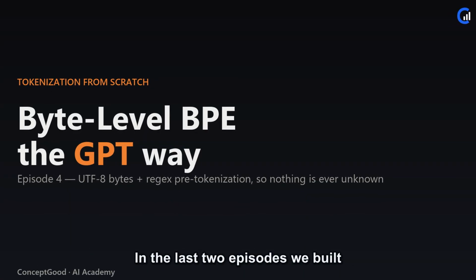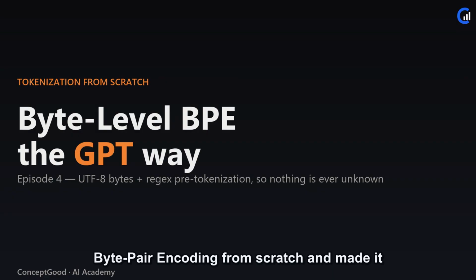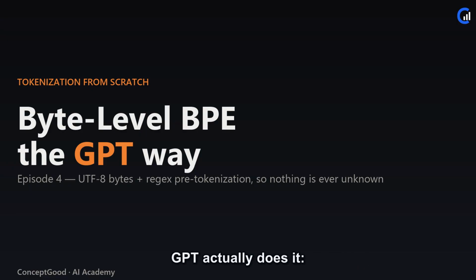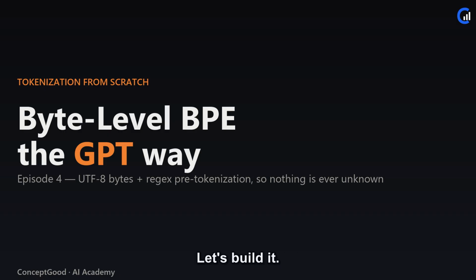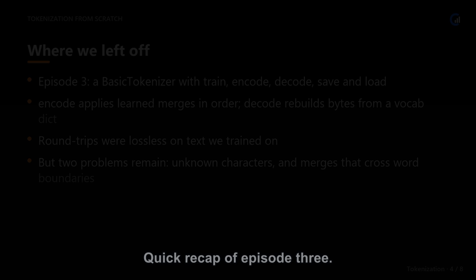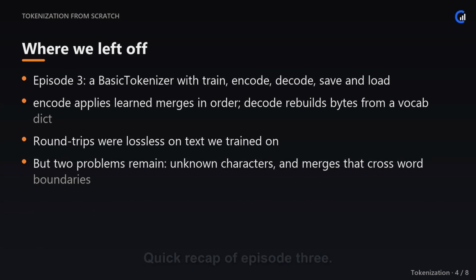In the last two episodes, we built byte pair encoding from scratch and made it encode and decode losslessly. Today we make it production grade, the way GPT actually does it. We run BPE on raw bytes instead of characters, which guarantees there is never an unknown token, and we add a Regex pre-tokenization step so merges never cross word boundaries. Let's build it. Quick recap of episode 3.